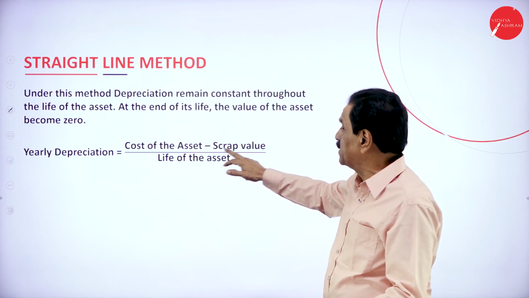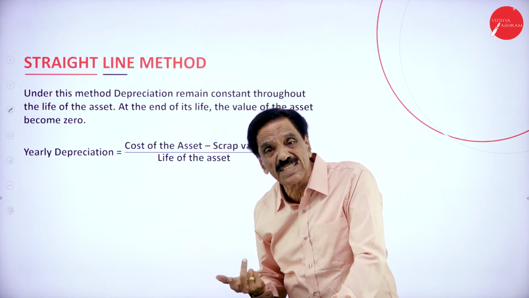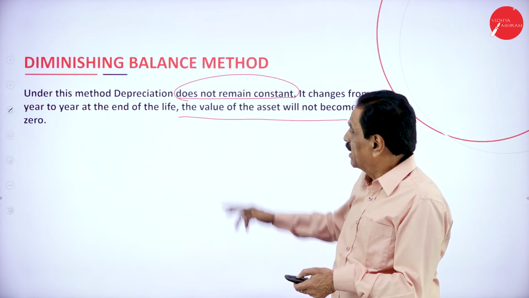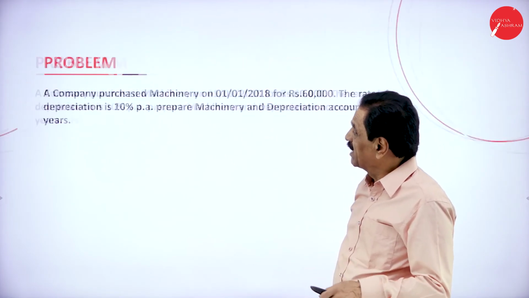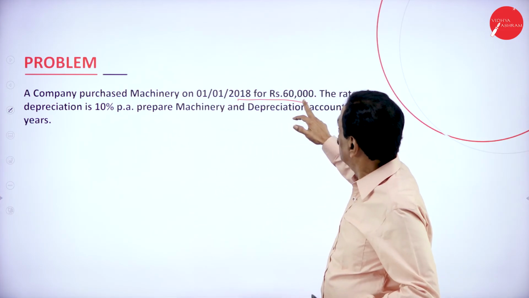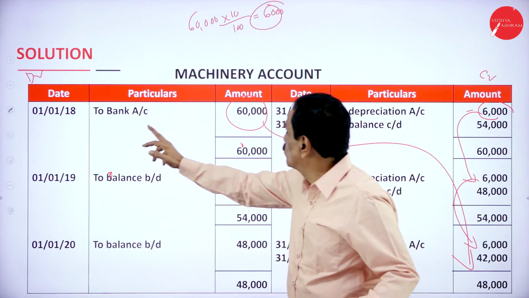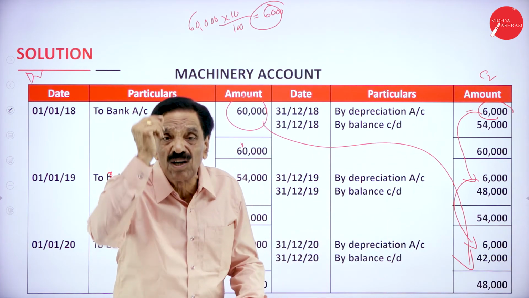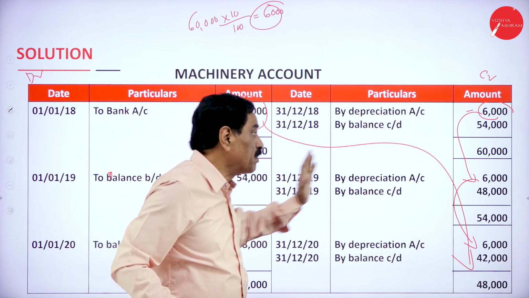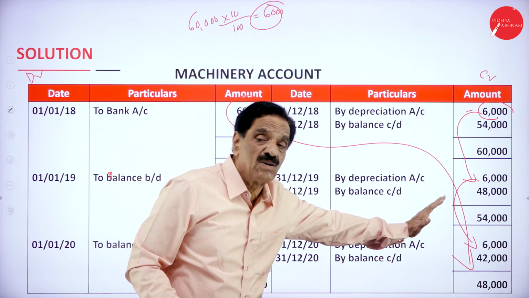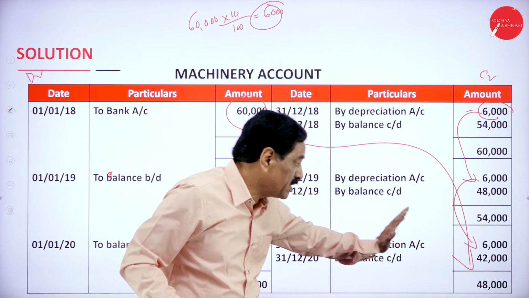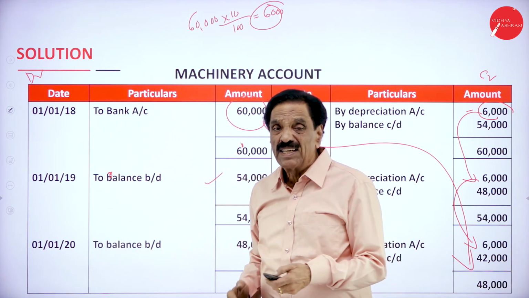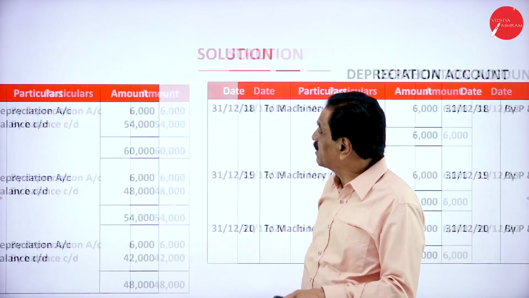Depreciation is equal to cost of the asset minus scrap value, meaning realization value, divided by life of the asset. Here, it does not remain constant. So, the first problem we have solved is 60,000. I will explain. To bank account 60,000. By depreciation 6,000. 6,000 remains constant. Second year you brought down 54,000. 6,000 brought down 48,000. 6,000 is 42,000. Every year depreciation remains constant. It has been charged to profit and loss account.